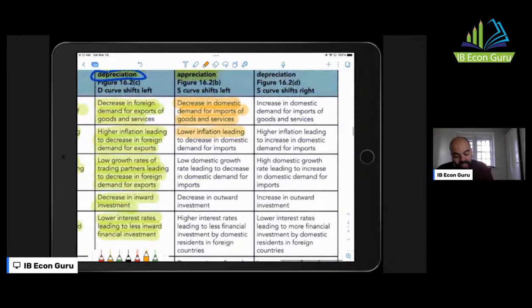Maybe there's lower inflation leading to a decrease in domestic demand for imports. Maybe there's lower inflation in the US than the EU. So Americans are finding it actually cheaper to buy American goods and services than to buy from the EU. So basically, the lower inflation rate in the US compared to the higher inflation rate in the Eurozone will lead to a decrease in domestic demand for Eurozone imports.